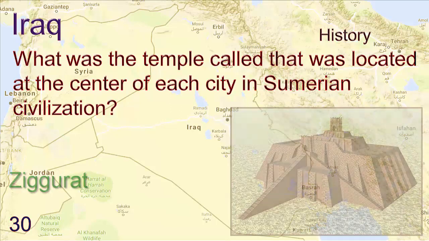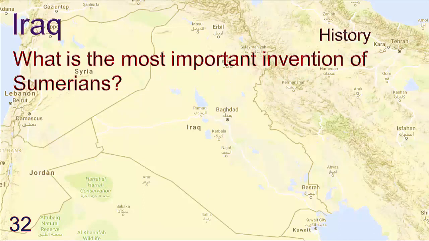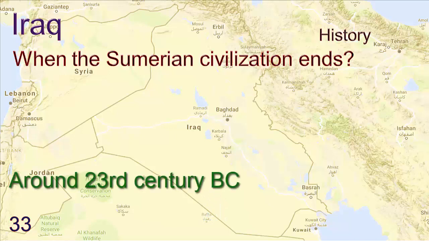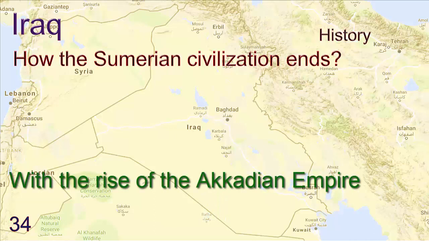Answer is Ziggurat. What was one of the earliest systems of writing invented by the Sumerians? Answer is cuneiform. What is the most important invention of Sumerians? Wheel. When did the Sumerian civilization end? Around 23rd century BC. How did the Sumerian civilization end? With the rise of Akkadian empires.